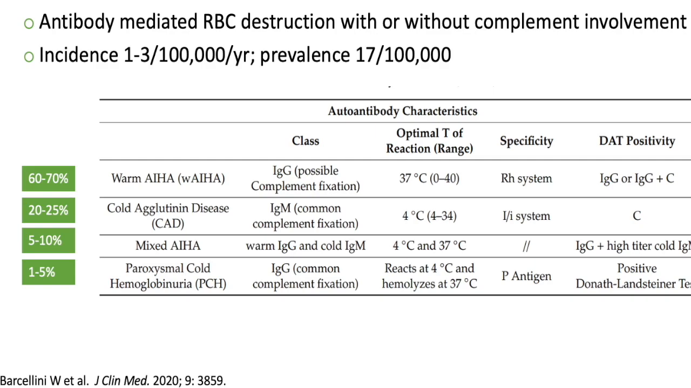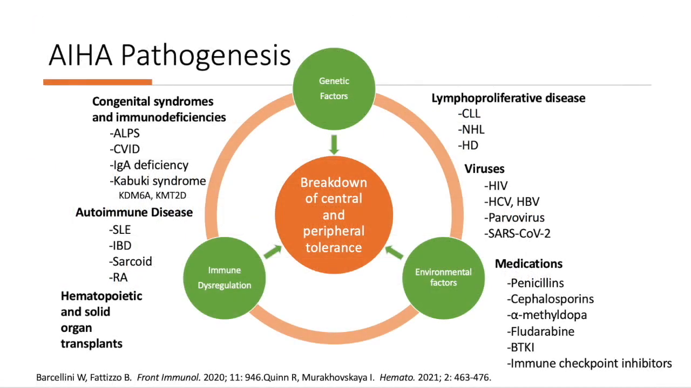of viral infections. The pathogenesis of autoimmune hemolytic anemia consists of the breakdown of central and peripheral tolerance, which is due to either genetic factors, such as congenital syndromes and immunodeficiencies, with the most common etiologies being autoimmune lymphoproliferative syndrome, or ALPS, common variable immune deficiency, IgA deficiency, or Kabuki syndrome, which is characterized by mutations in KDM6A and KMT2D.